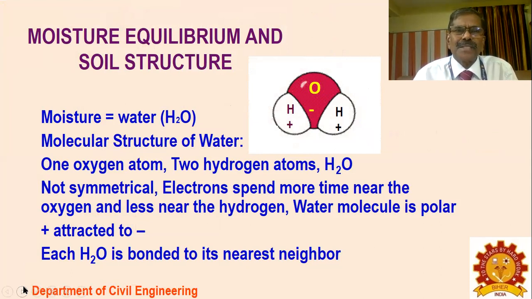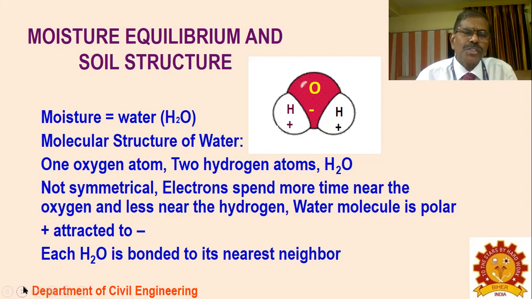Moisture equilibrium means water, and for soil by itself we should give a definition. Then moisture equilibrium will be explained, then soil, and then soil structure. Moisture as such is water, H2O. Chemically it is hydrogen and oxygen molecules. The molecular structure of water is one oxygen atom and two hydrogen atoms.